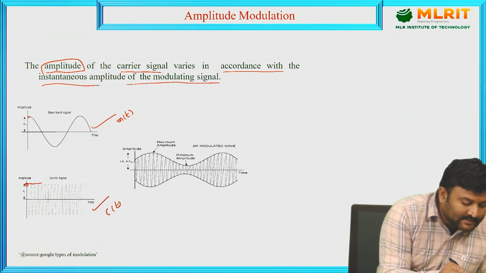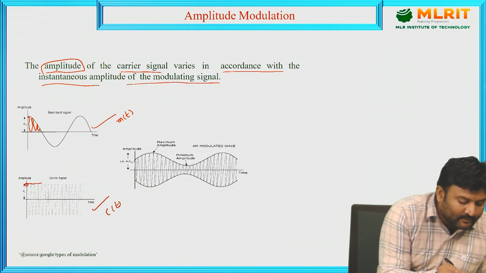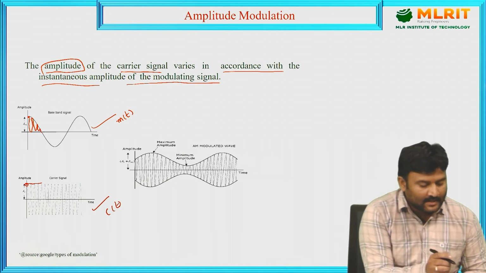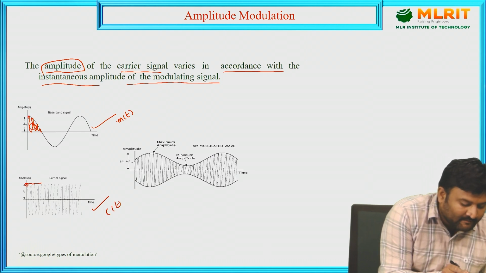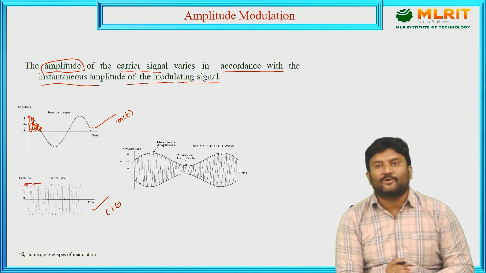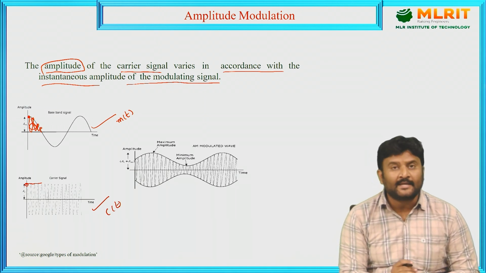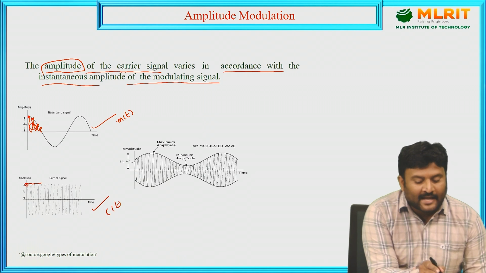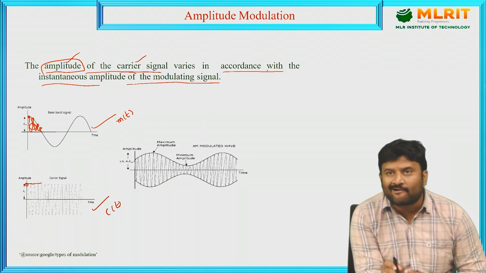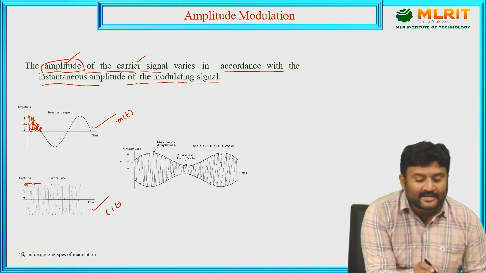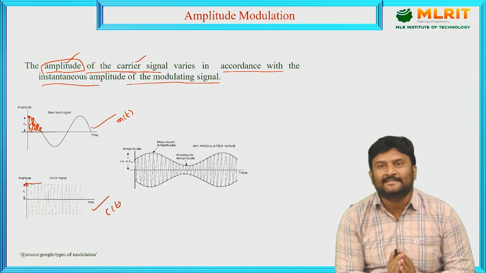For example, this is the amplitude of the message signal. Then the amplitude of the carrier is varied according to the message signal. That means the inner wave should be the carrier signal, and it is varying with respect to the message signal amplitudes. That's why it is called amplitude modulation. Observe here again, the amplitude of the carrier signal varies in accordance with the instantaneous amplitude of the modulating signal.